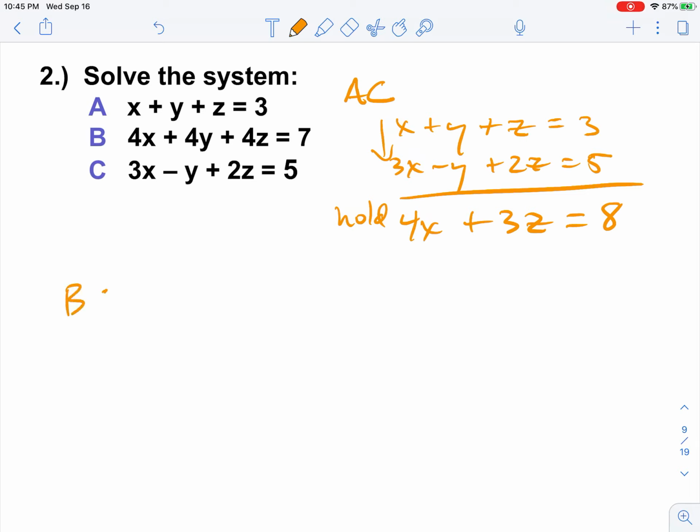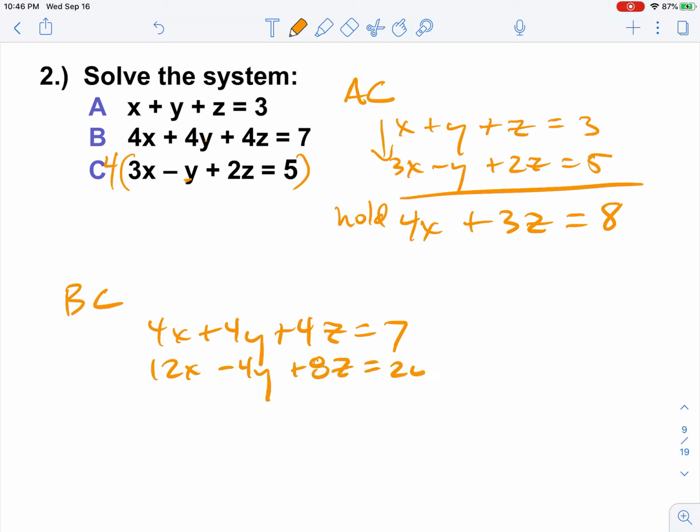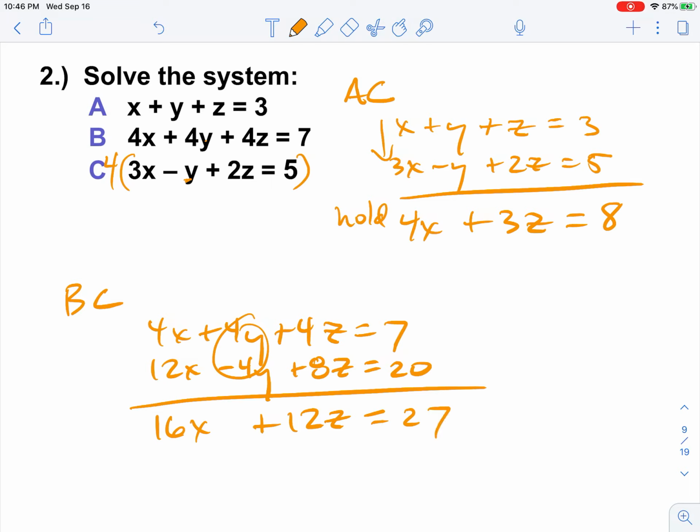My second equation, I'm going to try BC because I notice that I have a plus 4y, and if I had a negative 4y right there, that would be beautiful. So I'm going to multiply my C equation by 4. So the two equations are going to look like this. I'm going to have 12x minus 4y plus 8z equals 20. And when I add the columns, I end up with 16x. These cancel out to 0, plus 12z equals 27.